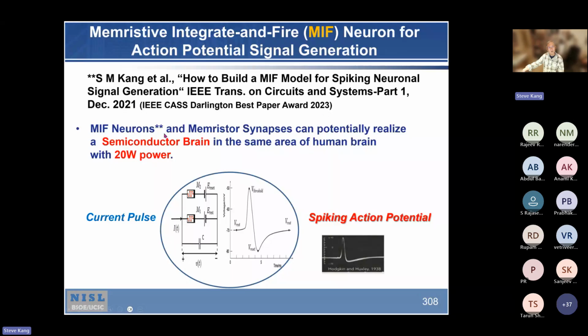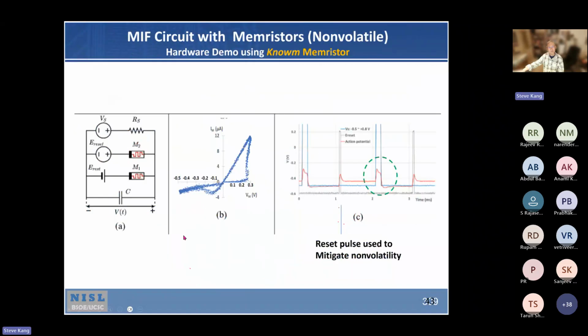So MIF for neurons and memristor synapses can potentially realize a semiconductor brain in the same area as a human brain with 20 watts. That's an exciting novel story, right? Because a neuron you can realize with a memristor, the synapse is a memristor, so everything can be a memristor. So that's the idea. So can you really do that? Well, it's a pipe dream, but anyway, this is an experimental measurement. That was a simulation using an existing known memristor.